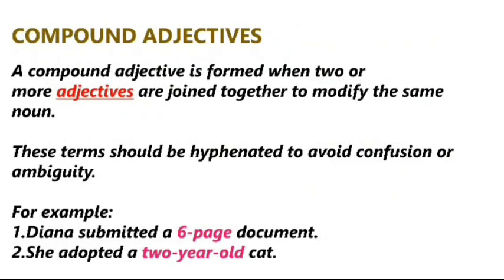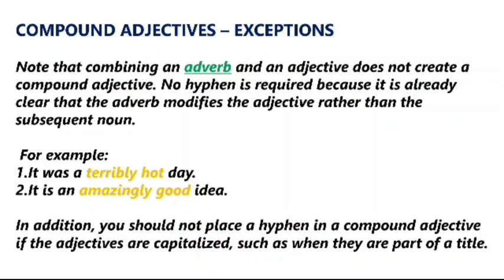Now let's discuss compound adjectives. A compound adjective is formed when two or more adjectives are joined together to modify the same noun. These terms should be hyphenated to avoid confusion or ambiguity. For example, Diana submitted a 6-page document. Second, she adopted a 2-year-old cat. You can also look at some more examples. Now after that, the next topic is about compound adjective exceptions. Note that combining an adverb and an adjective does not create a compound adjective.